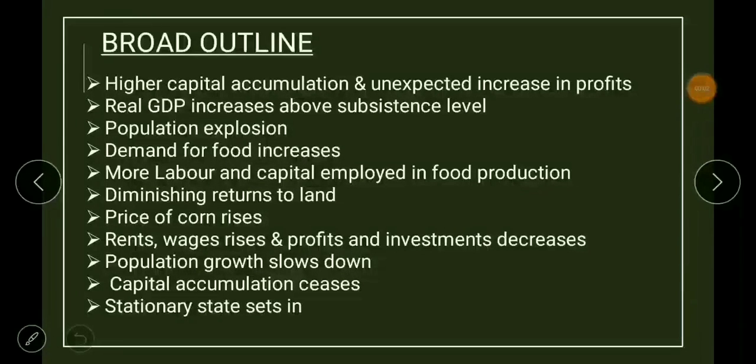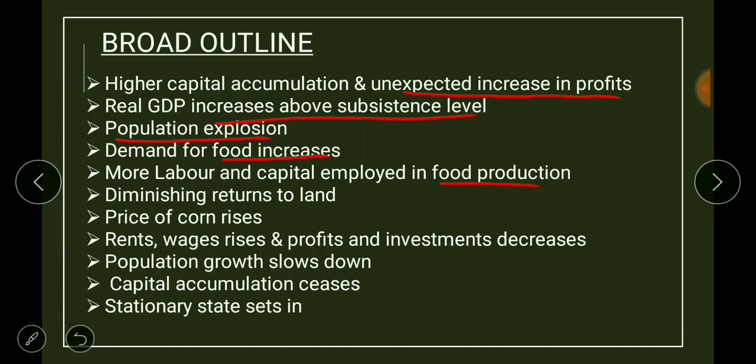The broad gist of the classical theory can be outlined as follows. Firstly, higher capital accumulation leads to an unexpected increase in profits. This causes the real income to increase above the subsistence level, which in turn leads to population explosion. Due to population explosion, the demand for food increases. So, more labor and capital are employed in food production to meet the increased demand.